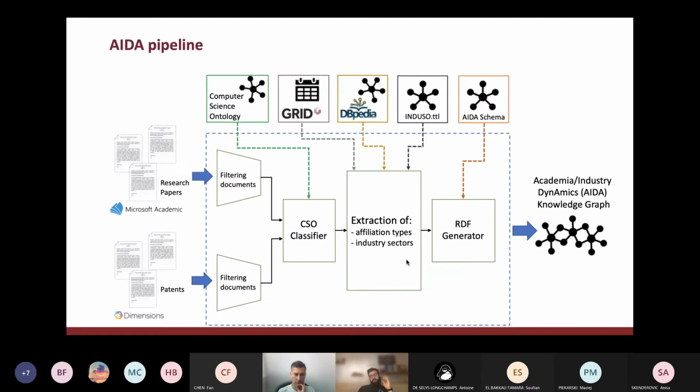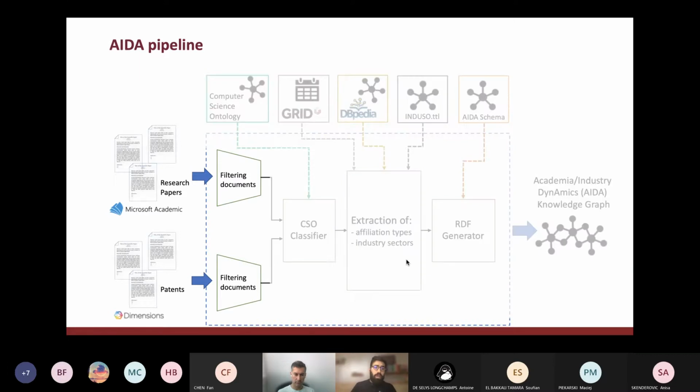Now, how it is built, because this is an interesting aspect, just to still stress on the fact of how we can learn more about scientific knowledge graphs. So this is the pipeline typically. What we do is that we collect the research papers from Microsoft Academic Graph and patents from Dimensions, because Microsoft Academic Graph doesn't have patents, but Dimensions has them. Then we filter documents, because we wanted to analyze papers and patents in the field of computer science. Microsoft Academic Graph, as I mentioned to you before, covers all areas of science.